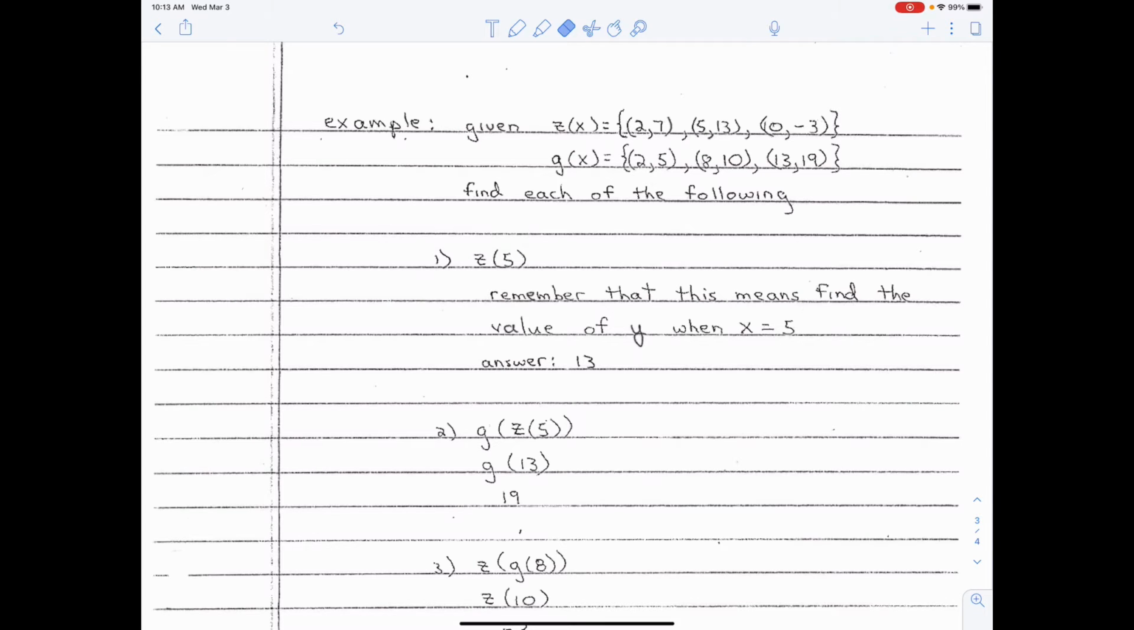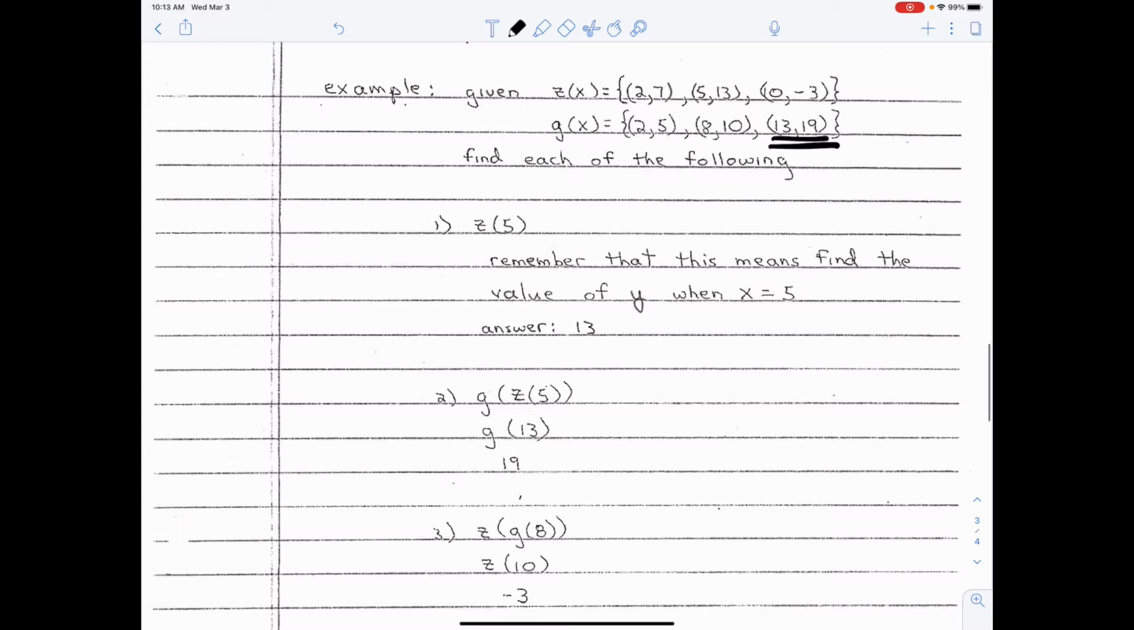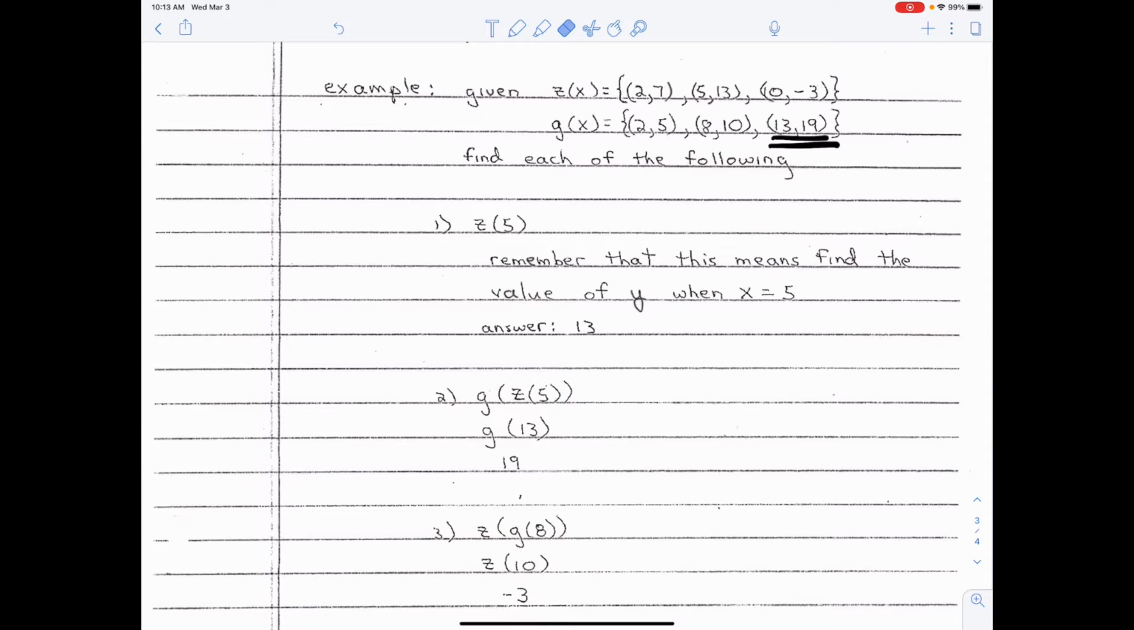Now, we're going to find the g of 13. So we'll look at the g function where the x coordinate is 13. And what's the y coordinate? 19. All right?